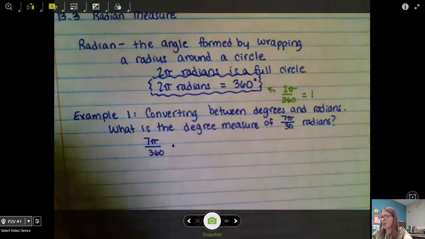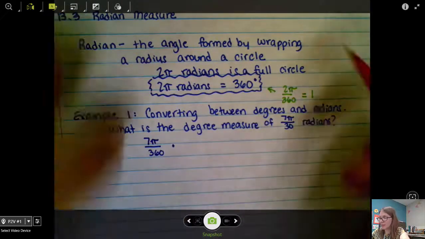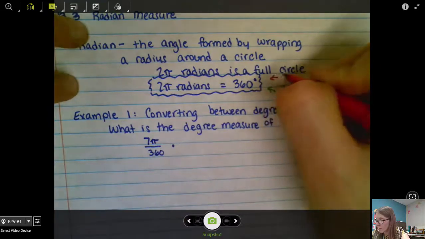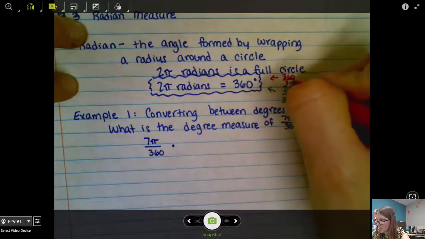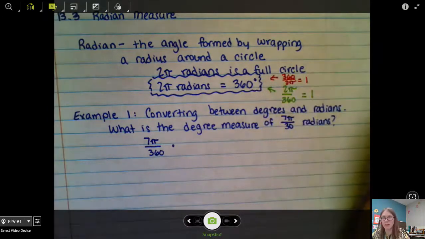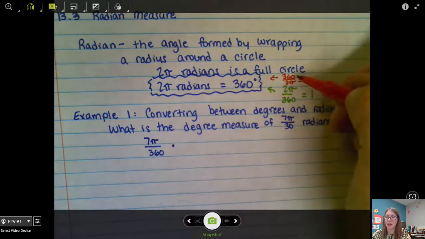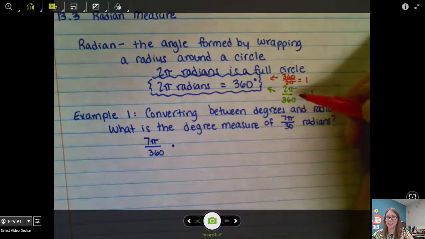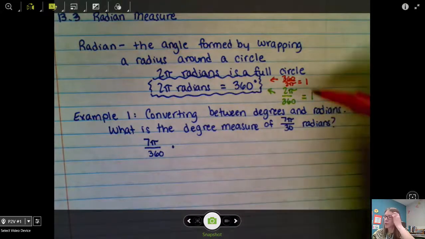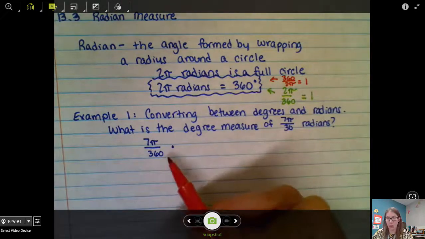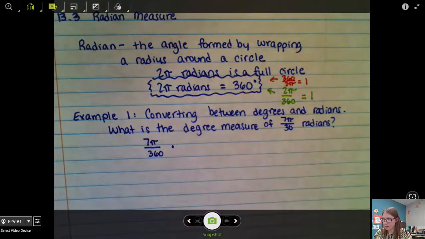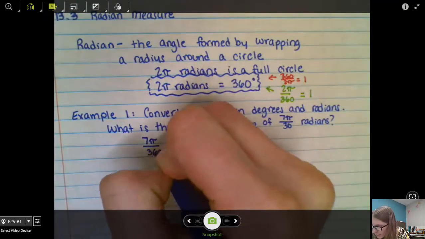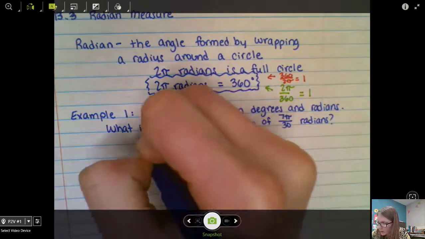And we can also go the other way. 360 over 2 pi is also 1, because these are the same thing. 360 degrees, 2 pi radians. 2 pi radians, 360 degrees. They're the same thing. So we want to multiply by some conversion factor. Oops, I wrote 360 here. That should be 7 pi over 30.